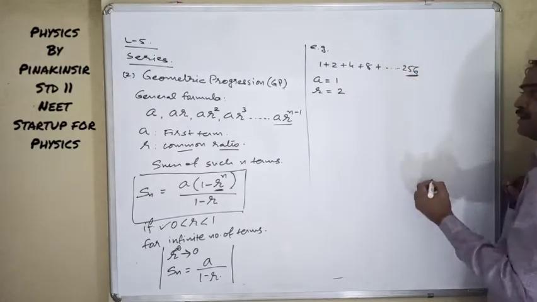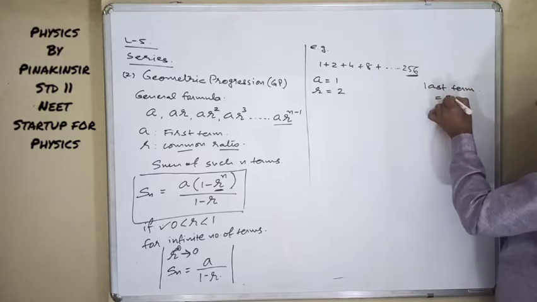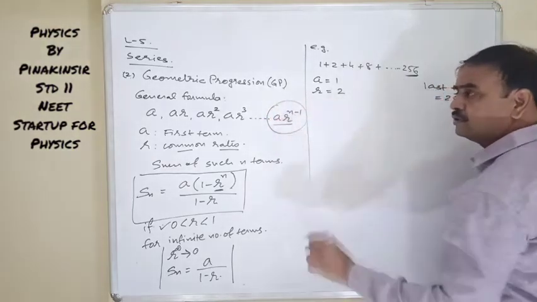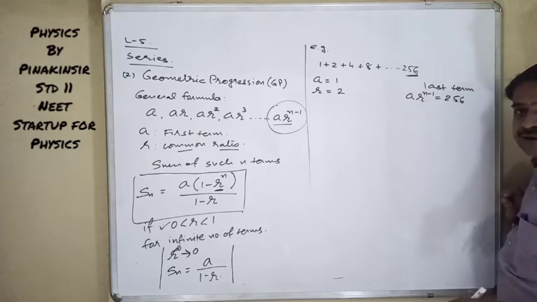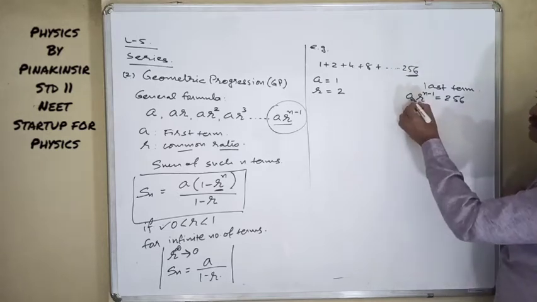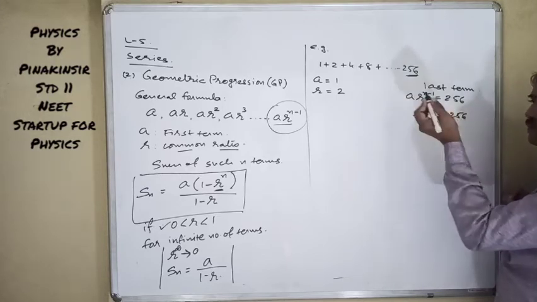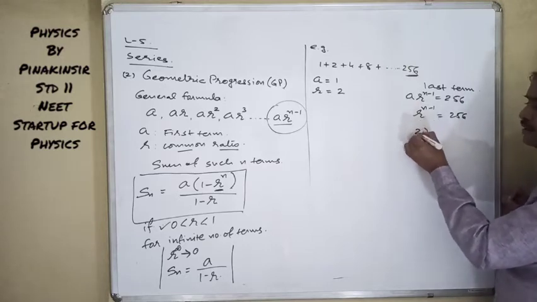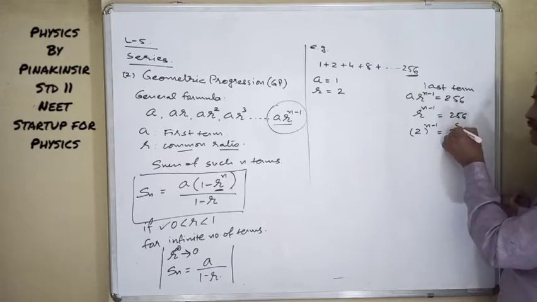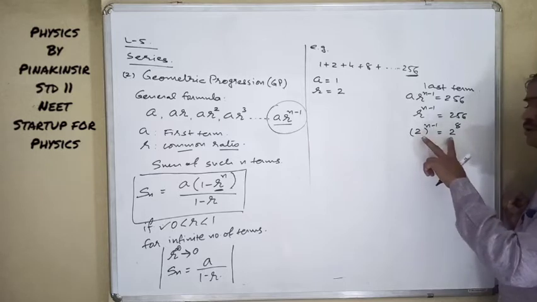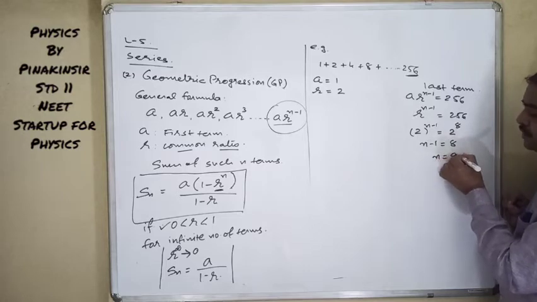See here, the last term is 256, and using this notation we can write there ar raised to n minus 1 to find that particular n, the number of total terms. Substituting for a, you will get r raised to n minus 1 is equal to 256, because a is 1 only. Here r is 2, so 2 raised to n minus 1 gives you 256, which is nothing but 2 raised to 8. The base is common there, thereby you can write the powers must be the same, and here we get n is equal to 9.